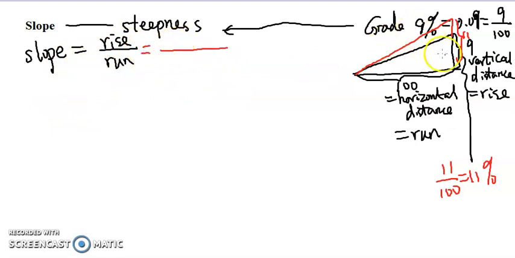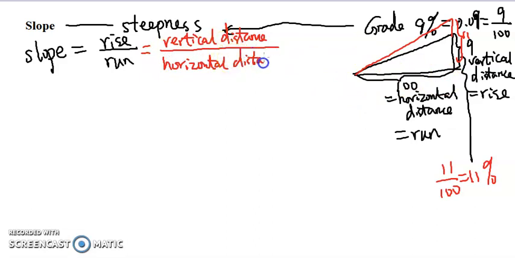As we said, rise is the vertical distance, and run is the horizontal distance. So next we're going to figure out the formula for the horizontal distance and vertical distance, which we have already talked about when we were learning the distance formula, the two-dimensional distance formula.